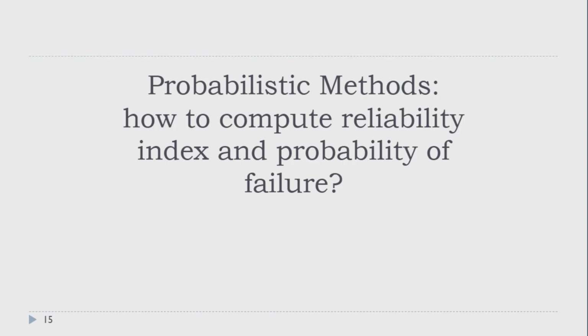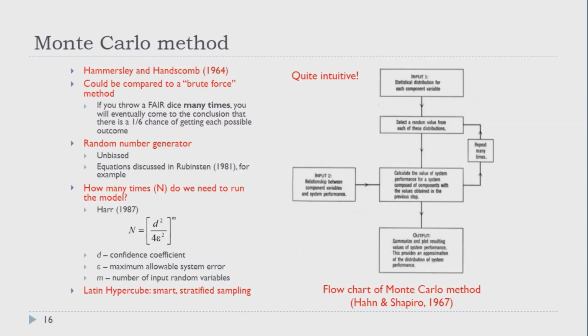The first method is Monte Carlo's method. Monte Carlo is very intuitive. Basically, the concept is, and I'll read this out loud here: if you throw a fair dice many times, you will eventually come to the conclusion that there is a 1 in 6 chance of getting each possible outcome. That's Monte Carlo. We have a model for the factor of safety.